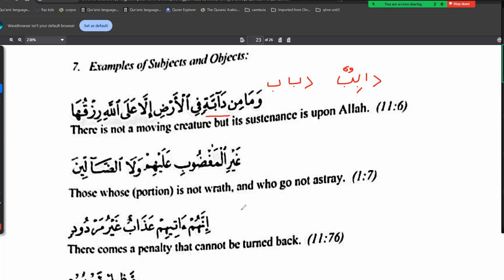Okay? غير المغضوب عليهم ولا الضالين. Those whose portion is not wrath and who go not astray. Which is the word? The root letters are dad, lam, and lam. And dalleen is plural. Okay? Dalla yadillu are the madi and mudari.